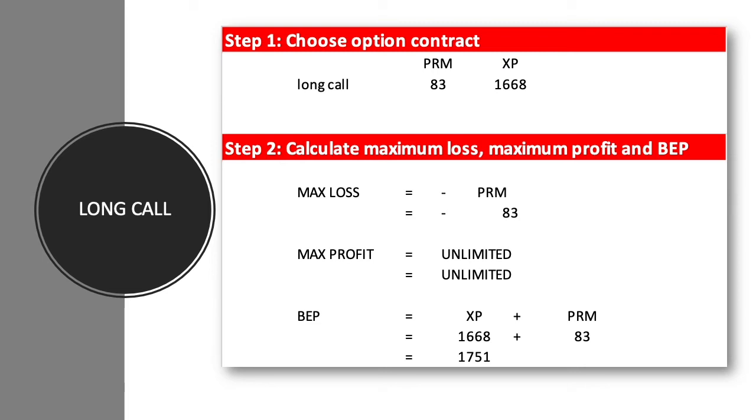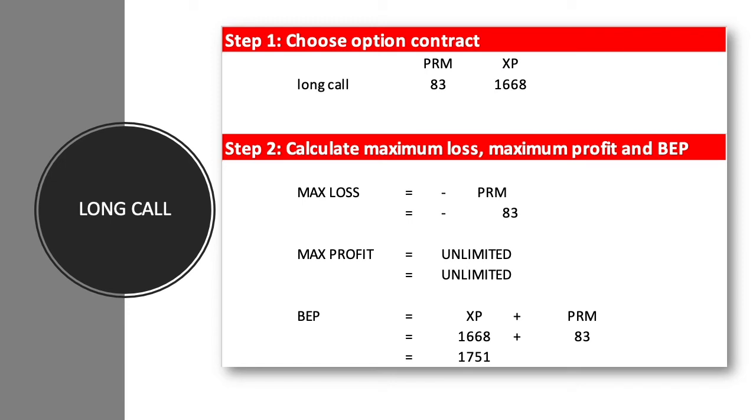So maximum loss for long call is negative premium. Negative premium means you take premium 83 and then you put sign negative. That means the premium is -83. That is your maximum loss. And then maximum profit from the formula is unlimited. Unlimited means you don't need to calculate the maximum profit. And then the break-even price, the formula is exercise price plus premium. So 1668 plus premium 83, you get 1751.